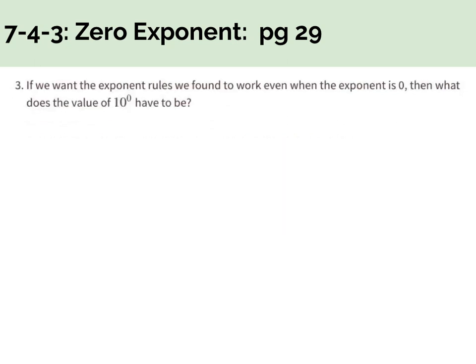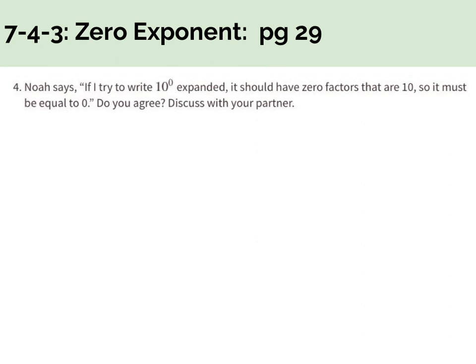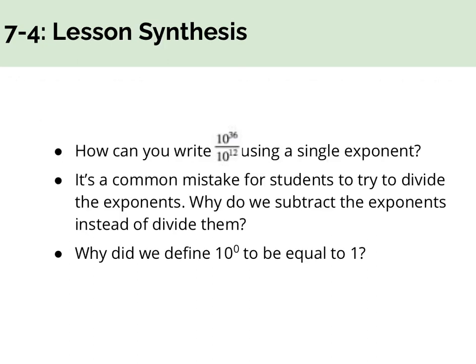All right, number 3. If we want the exponent rules we found to work even when the exponent is 0, what does the value of 10 to the 0 have to be? We've been talking about this, right? Anything raised to the 0 power is always 1. So we're going to skip number 4 because of what the questioning is, and move on. So remember, when we are dividing, 10 to the 36 divided by 10 to the 12th, we subtract those exponents, and then we have what is left over, okay? And then remember, anything raised to the 0 power is 1.